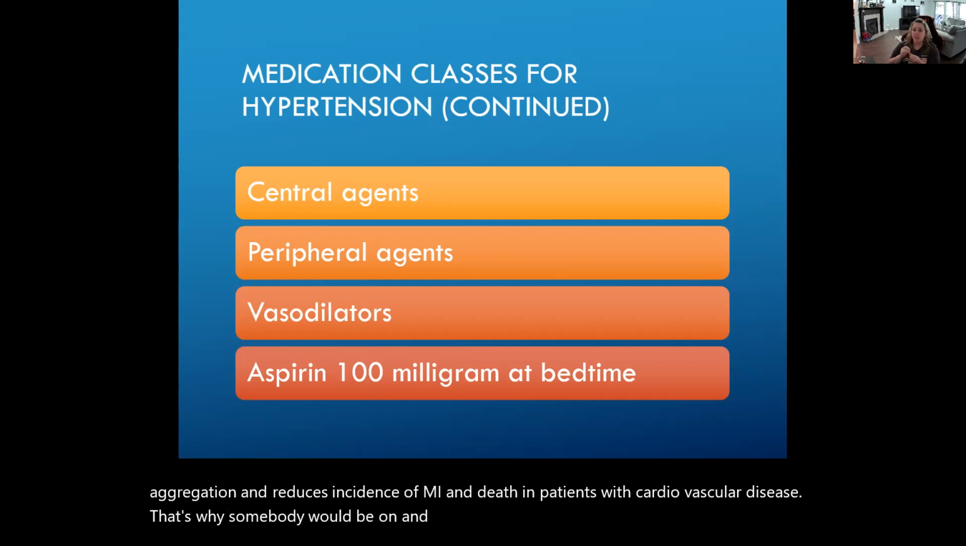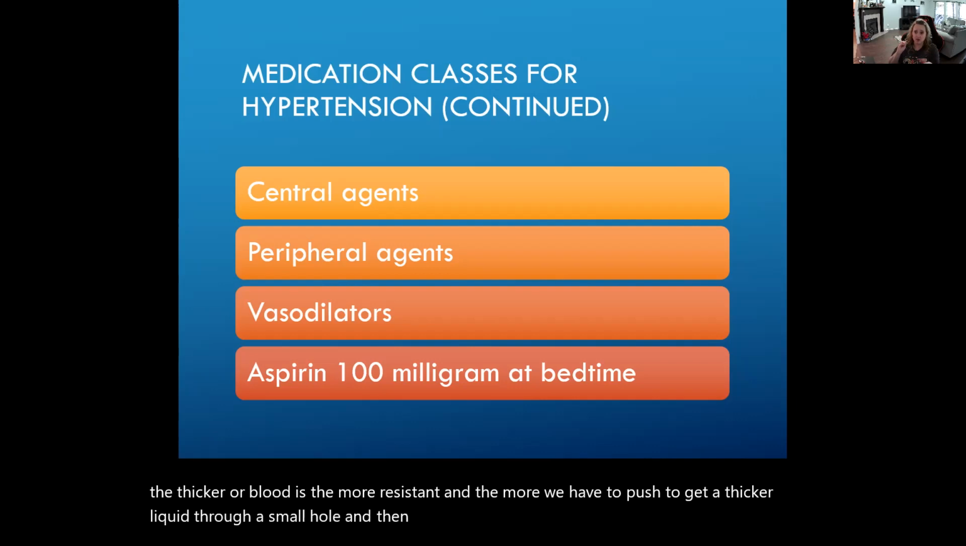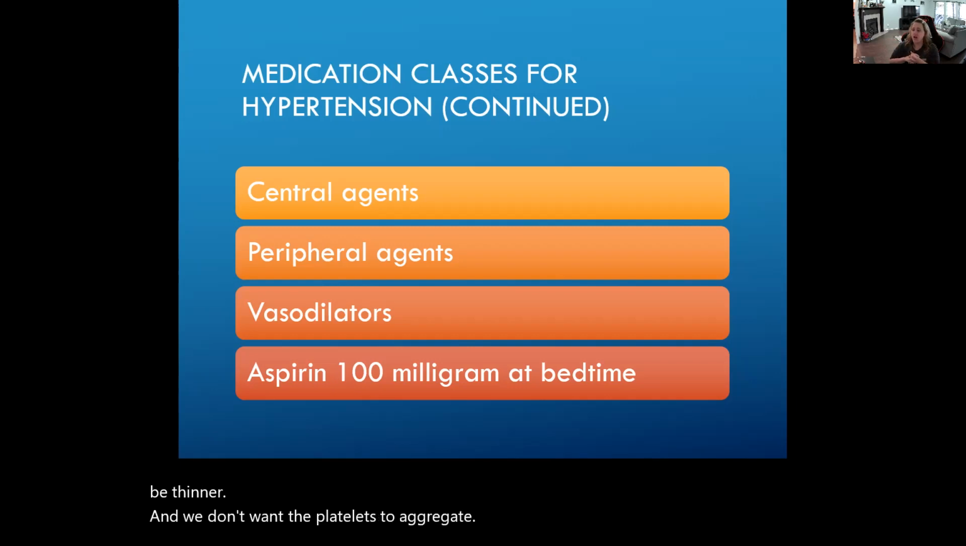It'd be platelet aggregation. So remember, you said the thicker our blood is, the more resistance and the more we have to push to get a thicker liquid through a small hole than a thinner liquid through a small hole. So we want it to be thinner and we don't want the platelets to aggregate. Side effects of aspirin can be GI tract upset. So we can give it with an H2 blocker like Pepcid or a PPI like omeprazole.